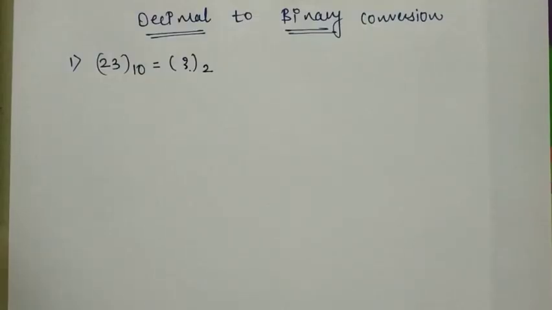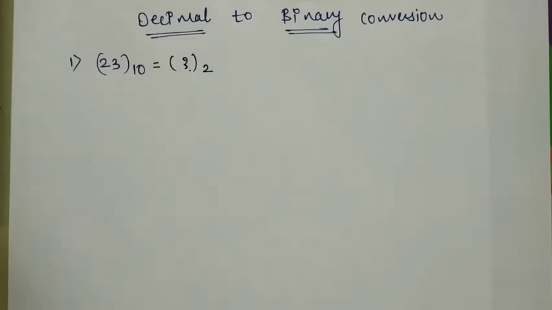Hello students, today we'll discuss how we can convert a given decimal number into an equivalent binary number. As we know, in the decimal number system the base of the system is 10, and in the binary number system the base of the system is 2. To convert a decimal number into an equivalent binary number, we have to use the double method. What is this double method? We have to divide the given decimal number by 2. Why 2? Because in the binary number system, the base of the system is 2.